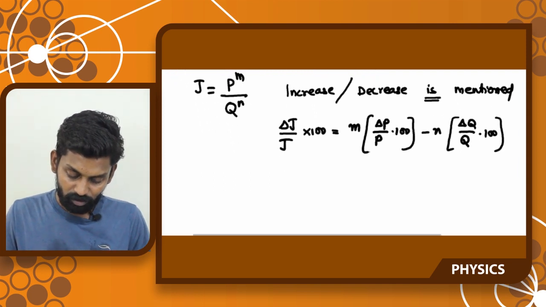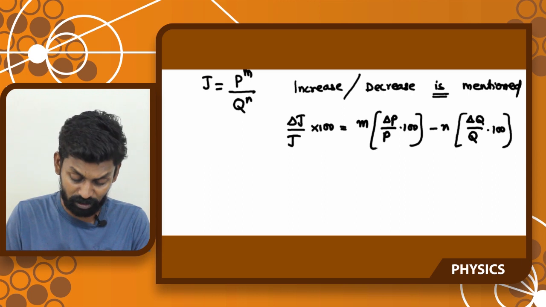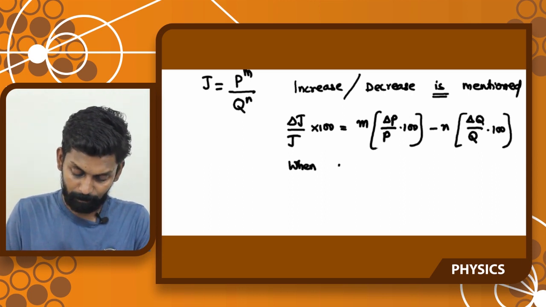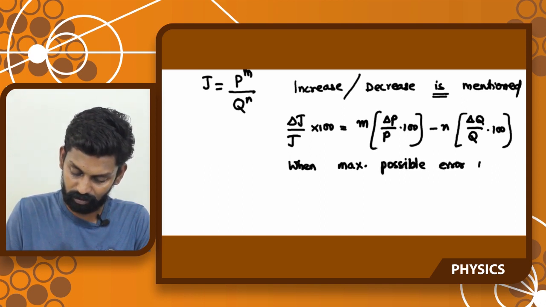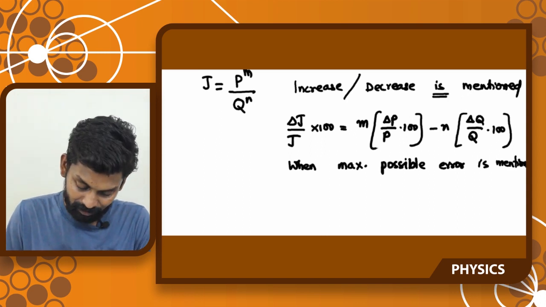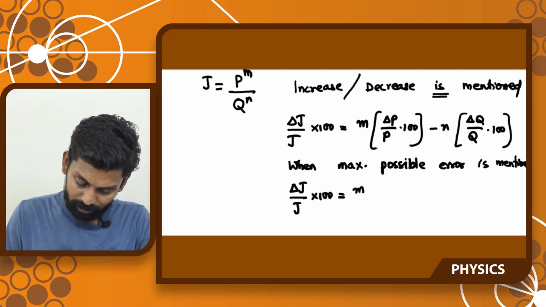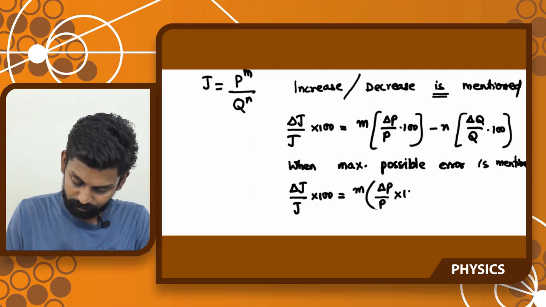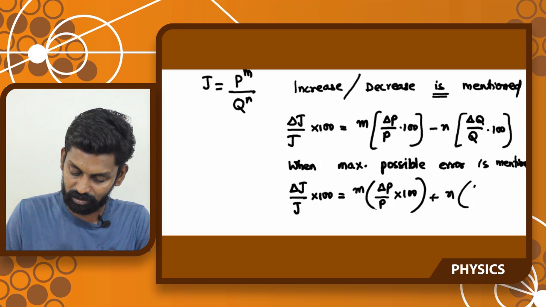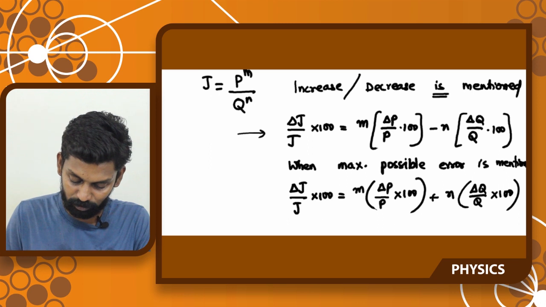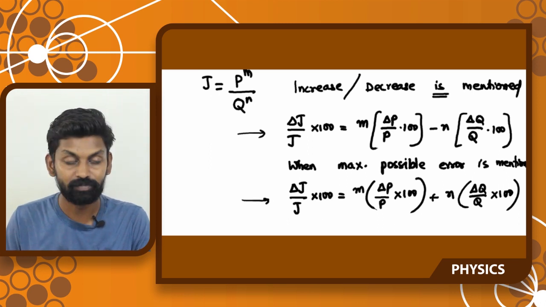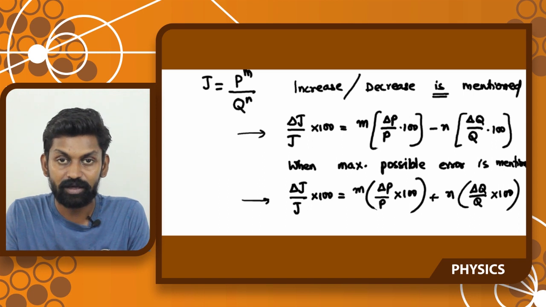Now, when maximum possible error is mentioned, then delta J by J into 100 will be equal to M times delta P by P into 100 plus N times delta Q by Q into 100. So, you need to understand when the sign is coming into picture and when the sign is not coming into picture. So, this is the end of error analysis.